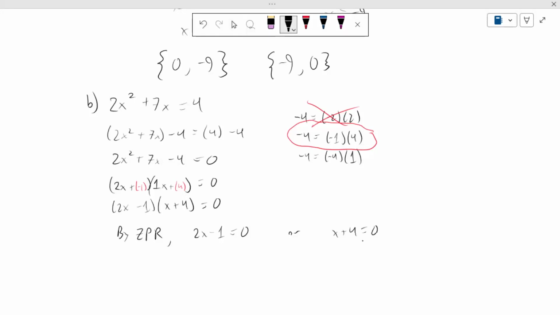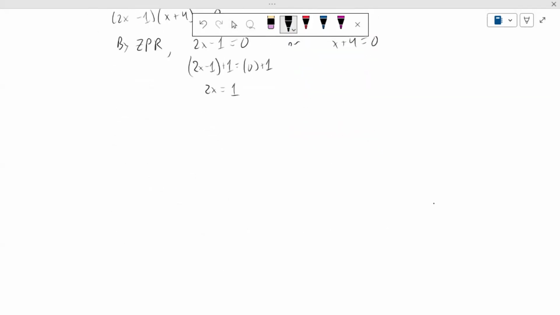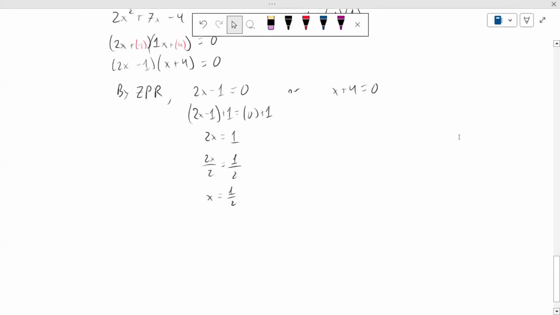So I have 2x minus 1 is equal to 0. I'm going to take my left-hand side and add 1, which means I have to take my right-hand side and add 1 as well. Do the same thing to both sides. So here I'm left with a 2x on the left-hand side, and on the right-hand side I'm left with a 1. Now I'm going to divide both sides by 2. So 2x over 2 is equal to 1 over 2. So I get that x is equal to 1/2. That's my first solution there.